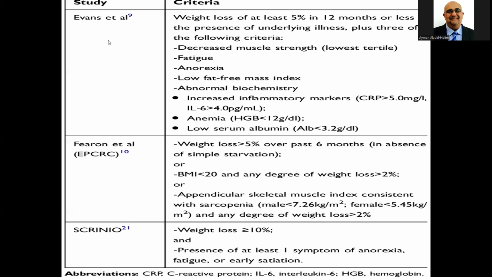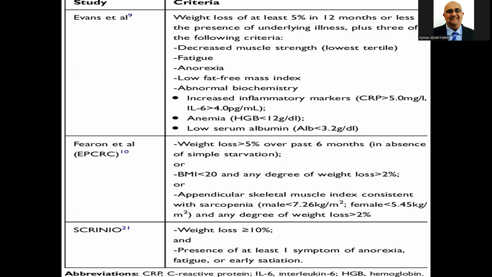As far as Evans, it is the best as far as predicting the prognosis of cachexia. Use Evans because it actually has biomarkers checked, like CRP, interleukin-6, anemia, and low albumin. But it's not pragmatic to be used in daily life or in clinical practice, so it's more reserved for research. Fearon is more pragmatic, but it doesn't have the abnormal biochemistry included, which is really important in cachexia, to pick up the cachexia anorexia syndrome.